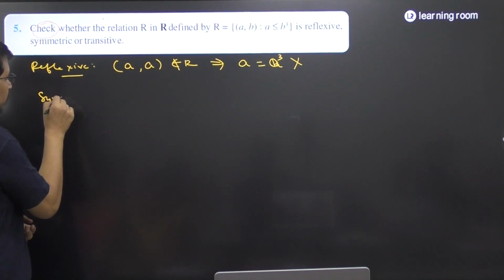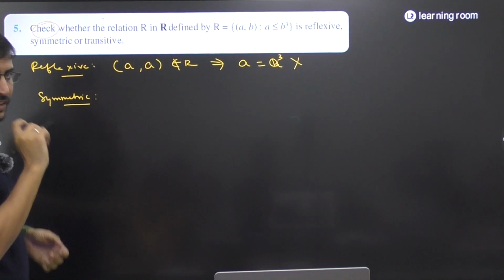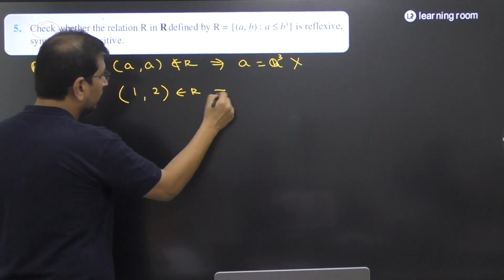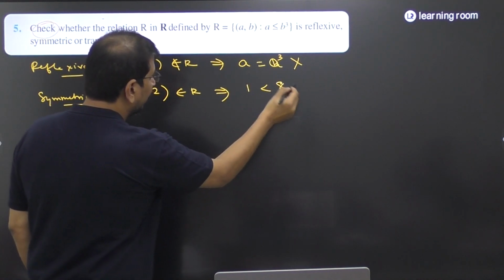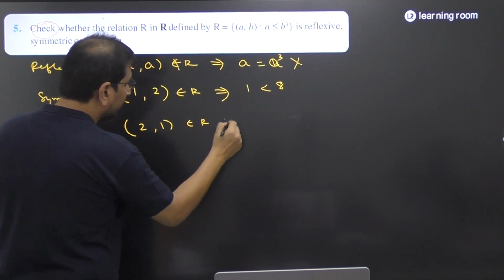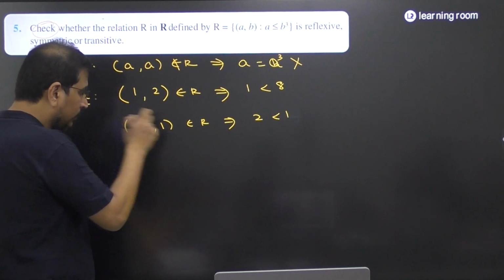What about symmetric? So you can take a number in this case. What are the numbers you want to take? So 1 is less than 8. If I take (2, 1), what does it imply? 2 is less than 1. Right? Which is not possible.